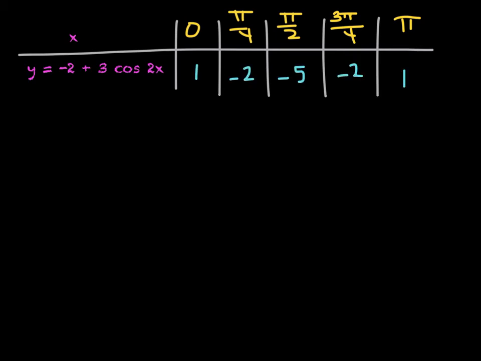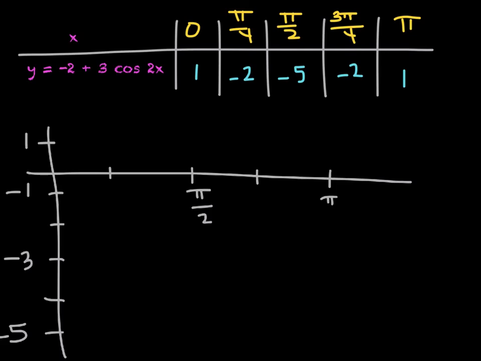All right, I hope you and I agree on what these function values are. Notice that the highest value is 1. So this is the max. You have a maximum over here as well. The lowest value, the minimum, is negative 5. And notice that the middle function value is negative 2. All right, so let's graph this.